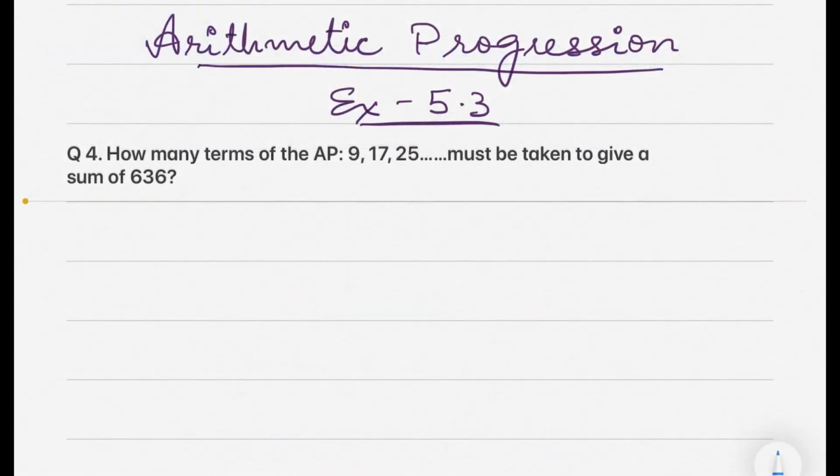Okay guys, so now we are continuing with the chapter of arithmetic progression and exercise 5.3. We have already finished 3 questions in our previous videos. Now let's start with question number 4.